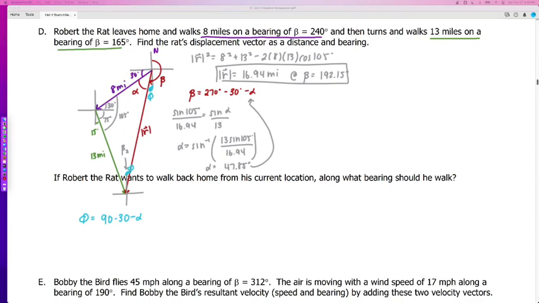And we have alpha already. We just solved for it above. So phi is equal to 90 minus 30 minus 47.85, which is 12.15 degrees. So the bearing of the return trip home is 12.15 degrees. That's it. We're not asked for any other information there. But that is the bearing along which he should walk.